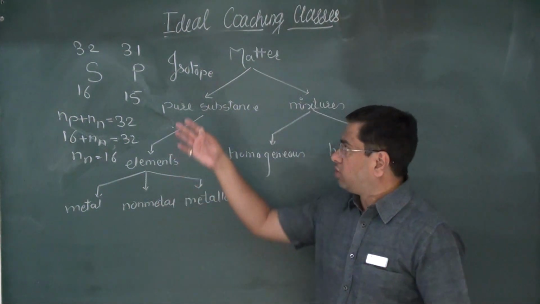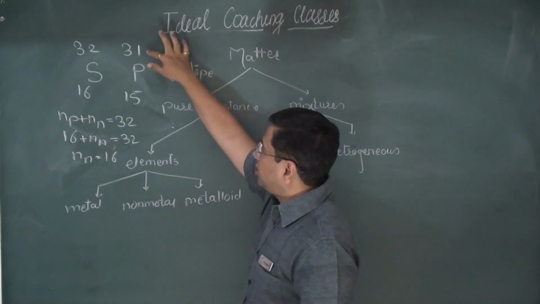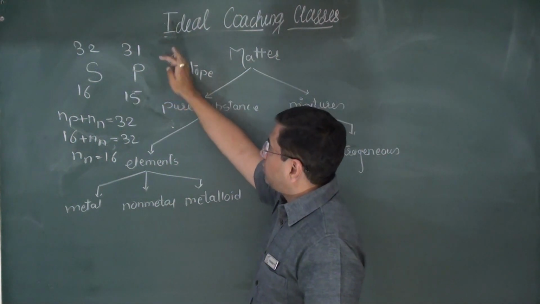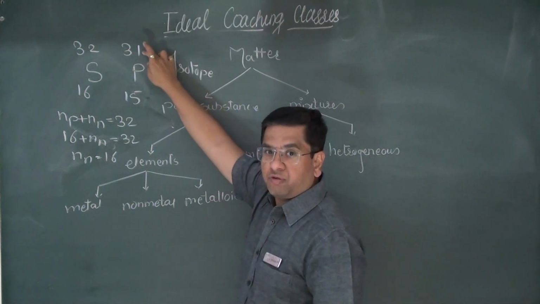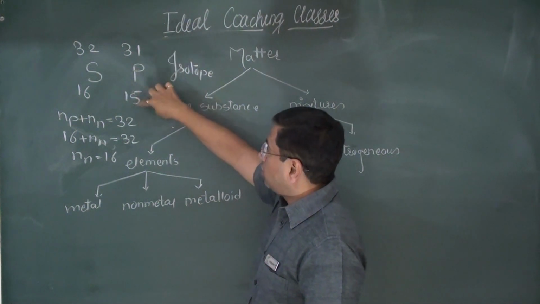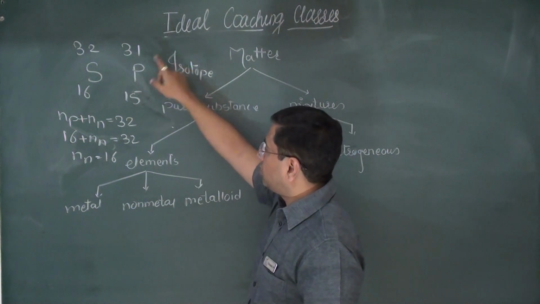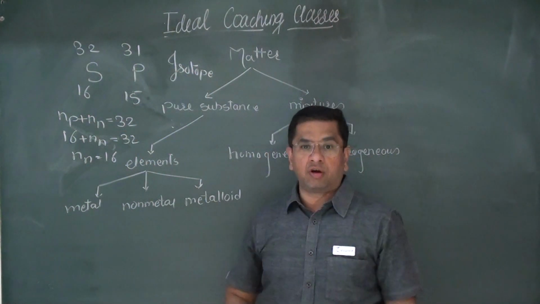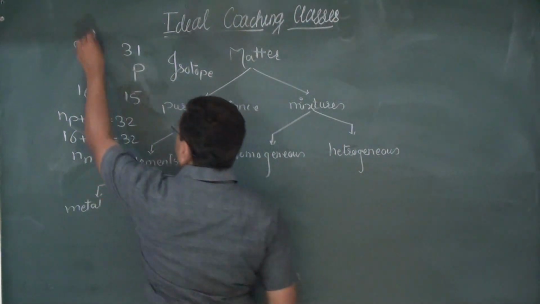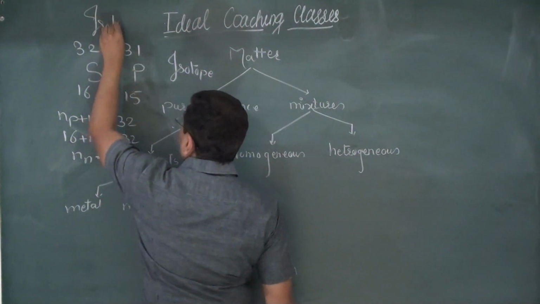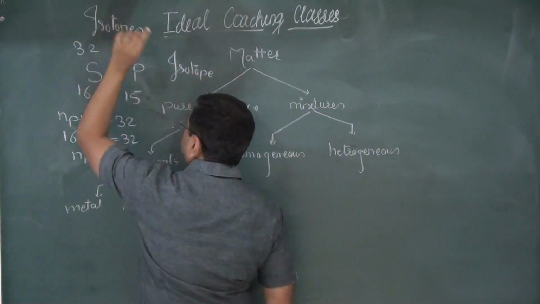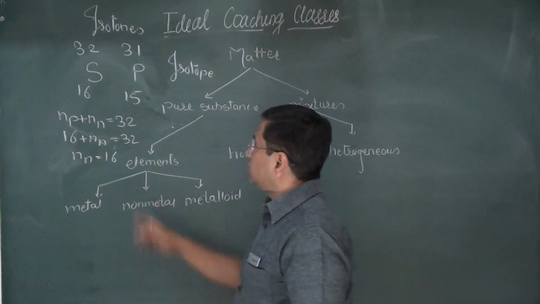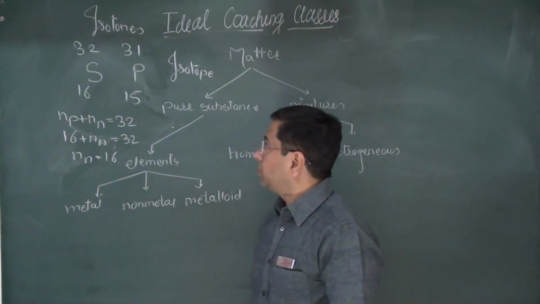You can easily work it out for phosphorus. Phosphorus atomic mass number is 31 and atomic number is 15. Therefore, number of protons plus number of neutrons will be 31, out of which 15 are protons. So, the number of neutrons will be 16. And because they have the same number of neutrons, they are called isotones. Isotones will have the same number of neutrons. This is what isotones are.